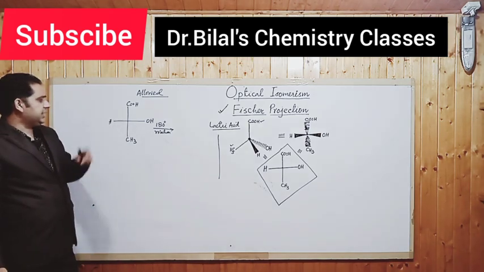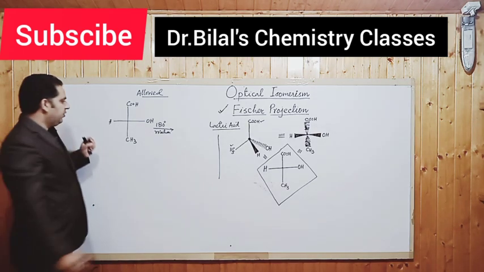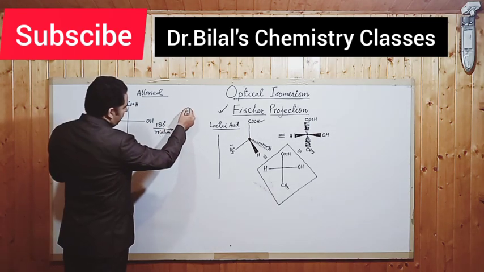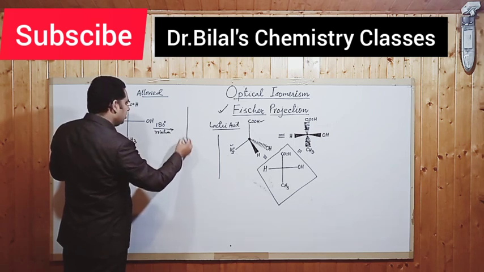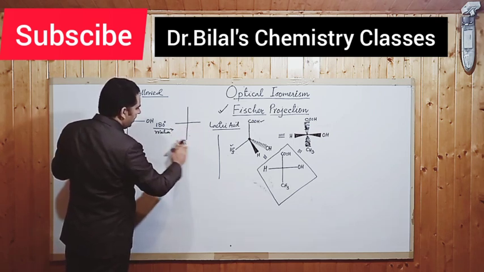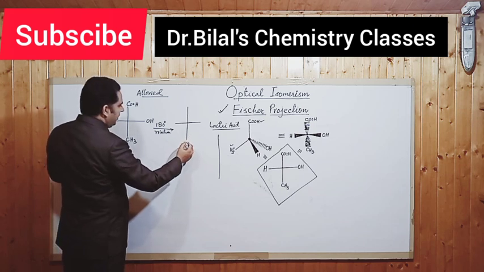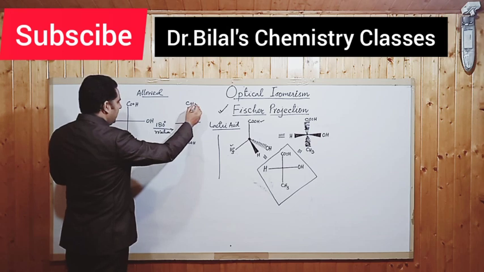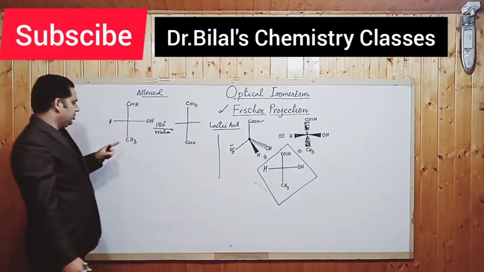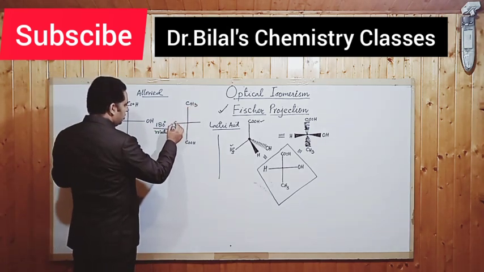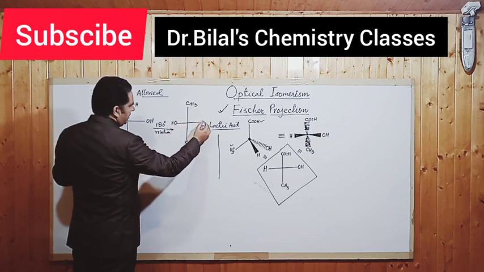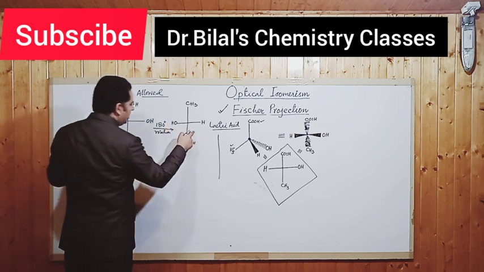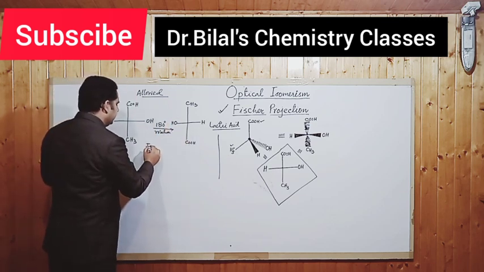If I rotate this by 180 degrees, what will I get? I will get this group here and this group here. See what type of molecule I am getting. I will get this COOH here, then CH3 will be here, and these will shift, and then this OH will come here, and H will be here. This is allowed. This molecule and this molecule are identical.